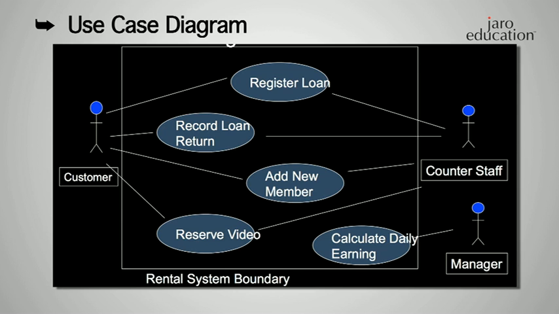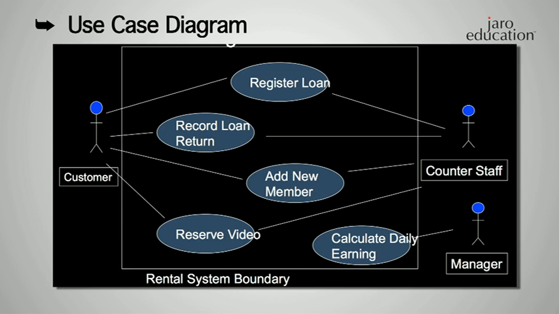So this basically represents a store where, let's say a video rental store, where I am a customer, I walk into the store, I want to become a new member. So I walk into the store and tell the counter staff I want to become a member. So that's the add new member. So that's when the counter staff will open the system and ask what is your name, your last name, this, that, and address, and so on and so forth, and make me a member.